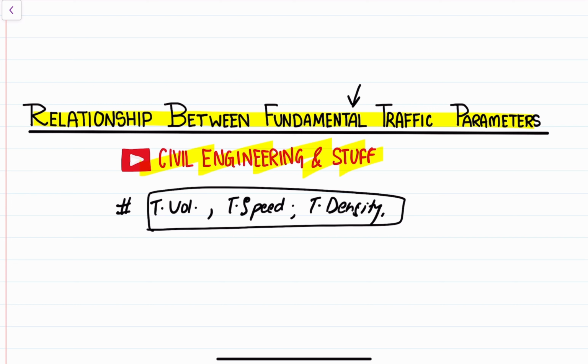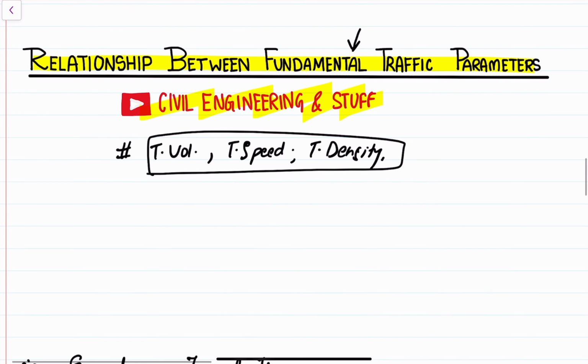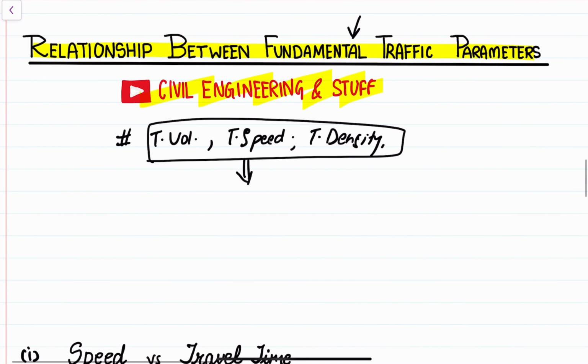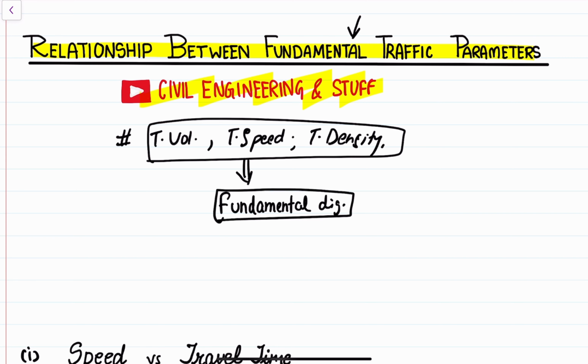These fundamental parameters of traffic engineering have certain relationships which are represented in the form of graphs, and these graphs are what we call the fundamental diagrams. The relationship between these parameters is expressed in the form of fundamental diagrams of traffic flow, which we are going to discuss in this video lecture.